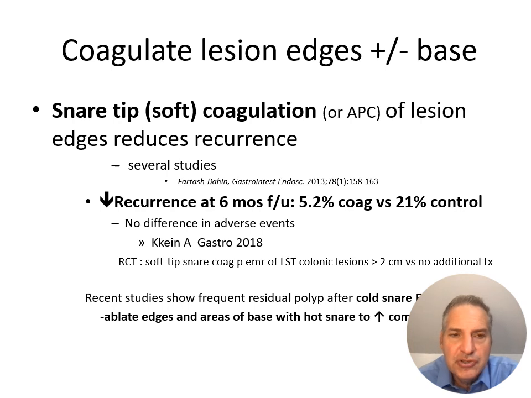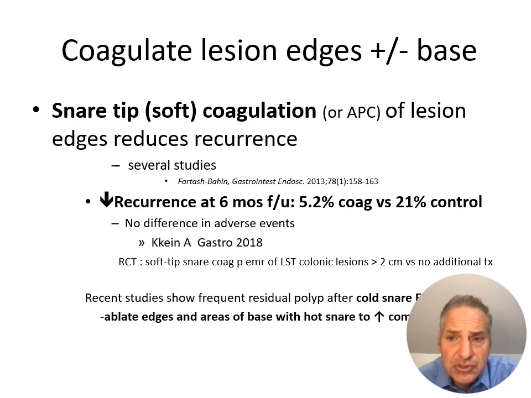Multiple studies have shown that snare tip soft coagulation of the lesion edges significantly reduces recurrence of the polyp. One study found that residual polyp at the 6-month colonoscopy after resection of flat polyps over 2 centimeters had residual polyp in 21% of controls versus 5% of those lesions that had the edges ablated.